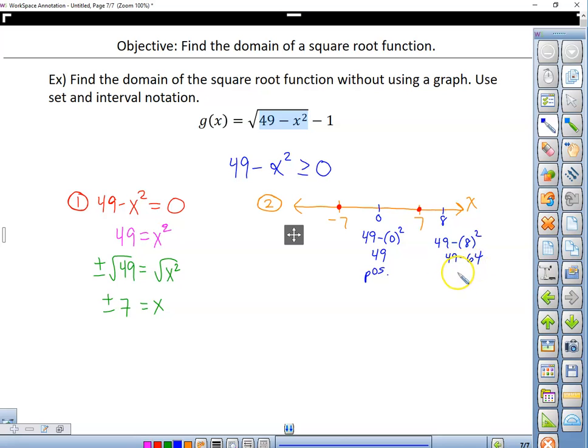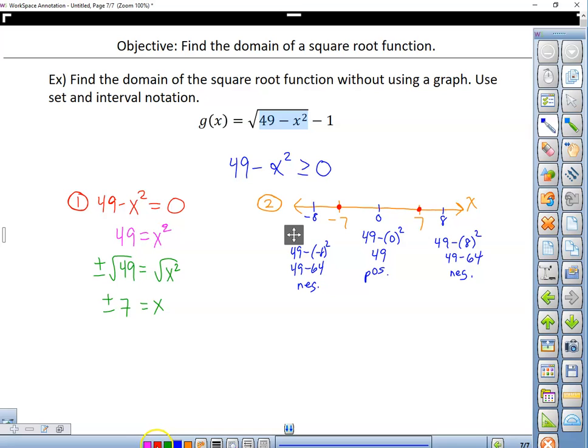And I don't really care what number it is. I just care that I understand it's negative. And you could do the same thing over here with negative 8, which gives you 49 minus negative 8 squared, which is also 49 minus 64, which is also negative. So you can do all that math.